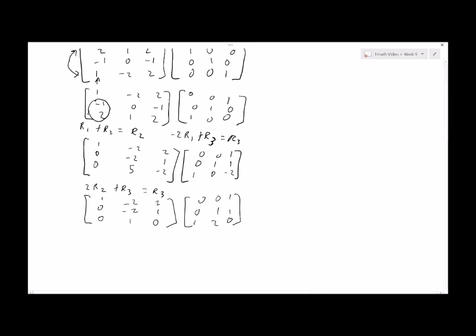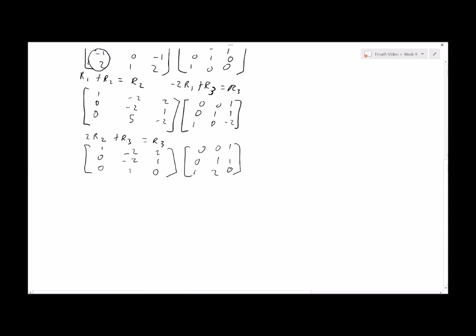Alright, so from here, this is a 1, so we want to switch these two rows pretty much. 1, negative 2, 2, 0, 1, 0, 0, negative 2, 1. Now keep in mind, you have to make sure that you're switching these rows too. So 1, 2, 0, and 0, 1, 1.